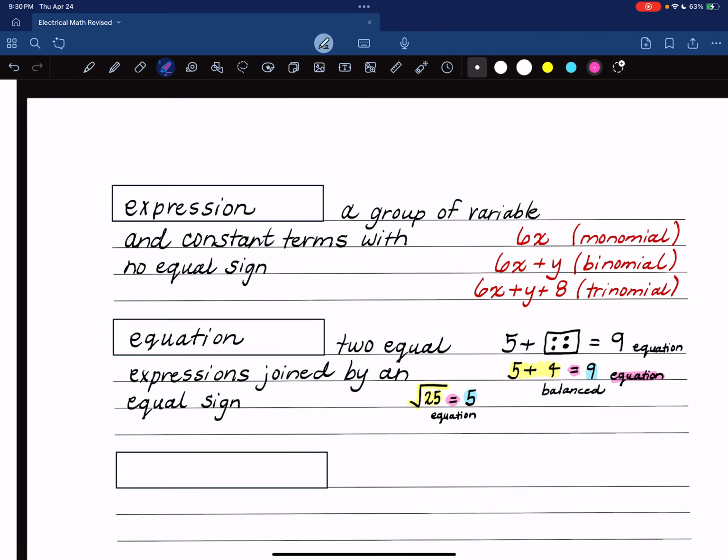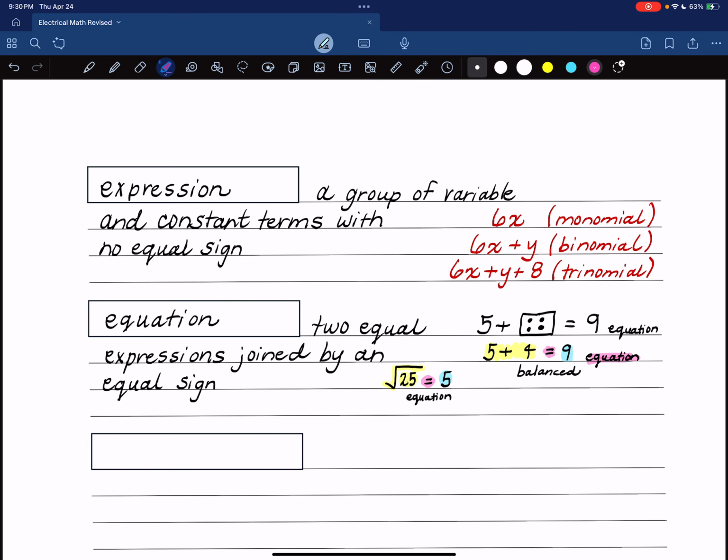An expression does not have an equal sign. You can simplify an expression, but you can't solve it. These are simplified. Equations can be simplified, but they can also be solved. Because of that equal sign, you can solve an equation.